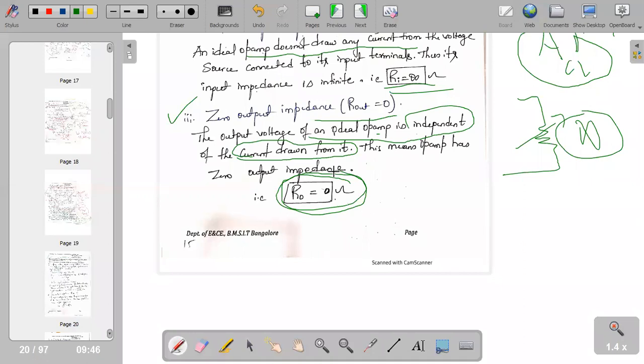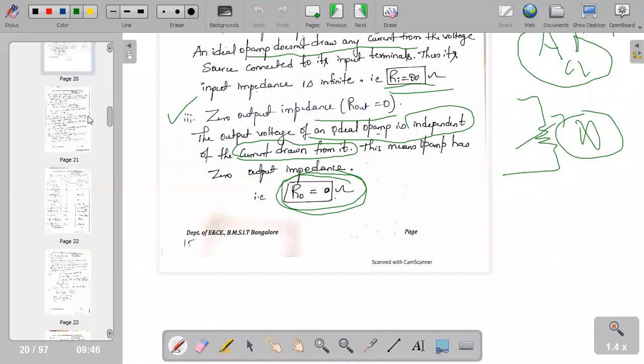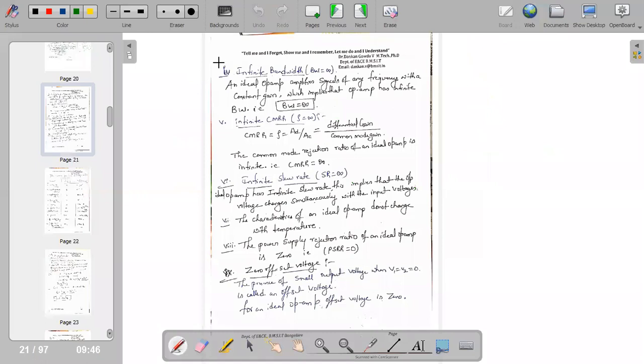Next, the op-amp should have an infinite bandwidth. Why should an op-amp have infinite bandwidth? Because we want signals to be amplified. The op-amp should allow all ranges of frequencies. So ideally we want the op-amp bandwidth to be very large. Ideally it is infinity. Practically it is in the order of 10 power 6 hertz.